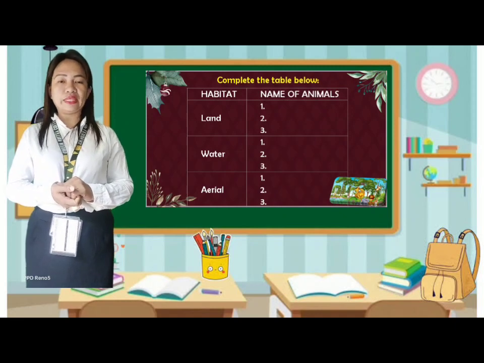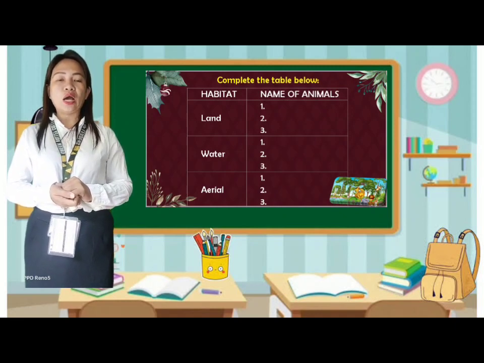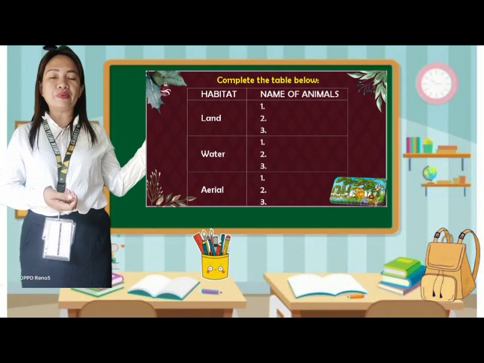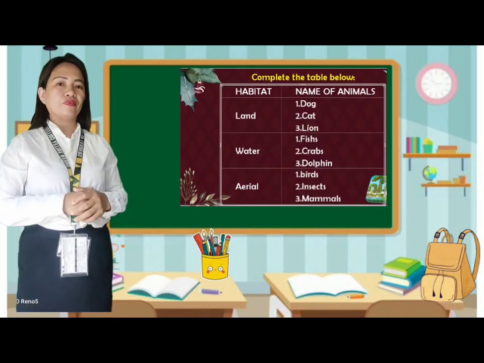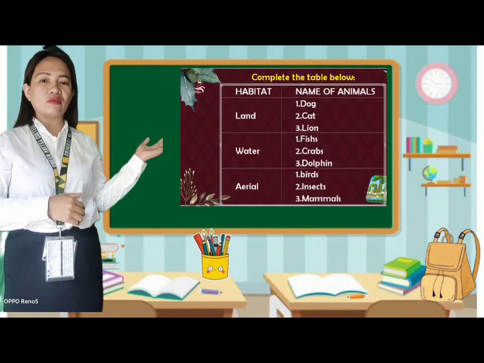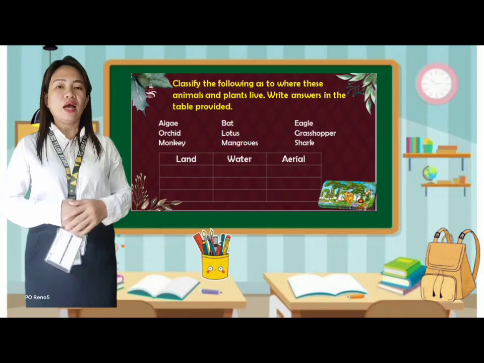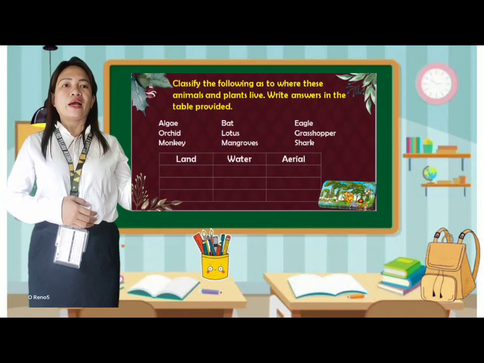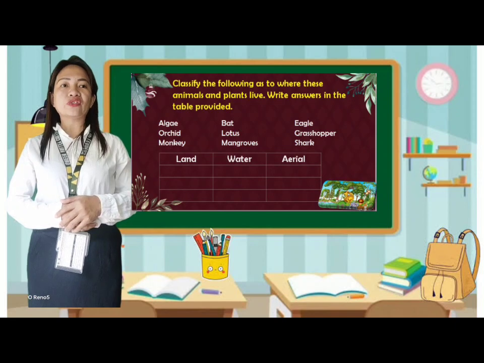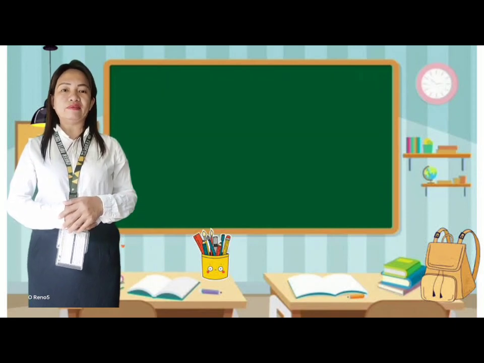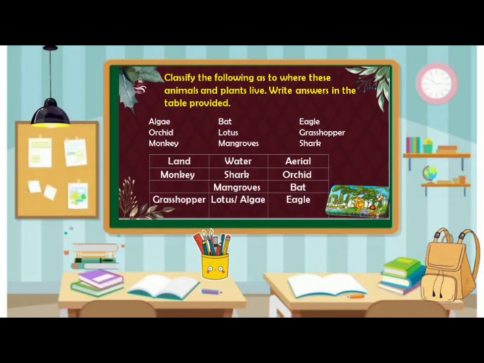Another activity. Complete the table below. I will show you some pictures. Very good, class. All your answers are correct. Another activity. Classify the following as to where these animals and plants live. Write your answer in the table provided. Very good, class. All your answers are correct.